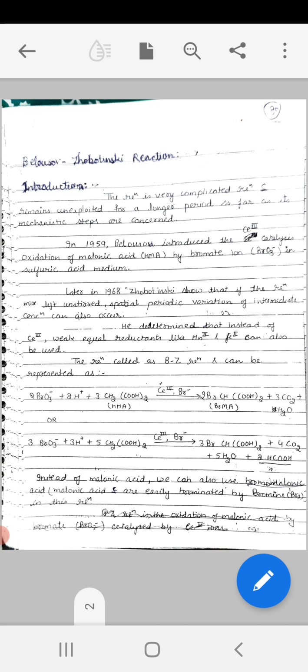water, or 3 BrO3- plus 3 H+ ions plus 5 CH2(COOH)2 malonic acid. They give, with cerium-3 and bromide ion, 3 BrCH(COOH)2, that is bromomalonic acid, plus 4 CO2 plus 5 water plus 2 formic acid molecules. Instead of malonic acid, we can also use bromomalonic acid. Malonic acid is easily brominated by bromine in this reaction.